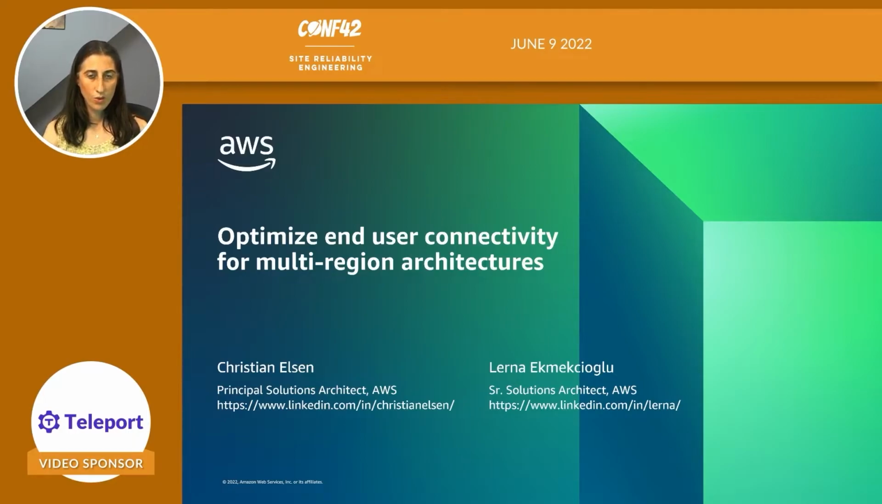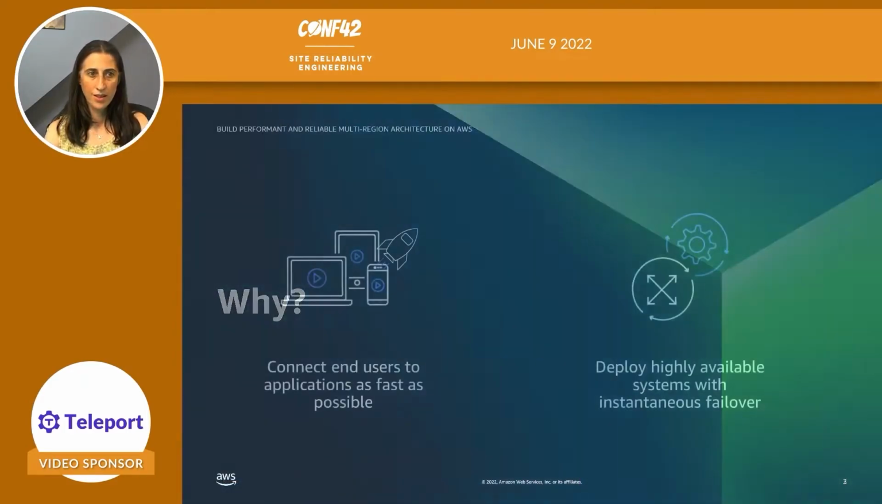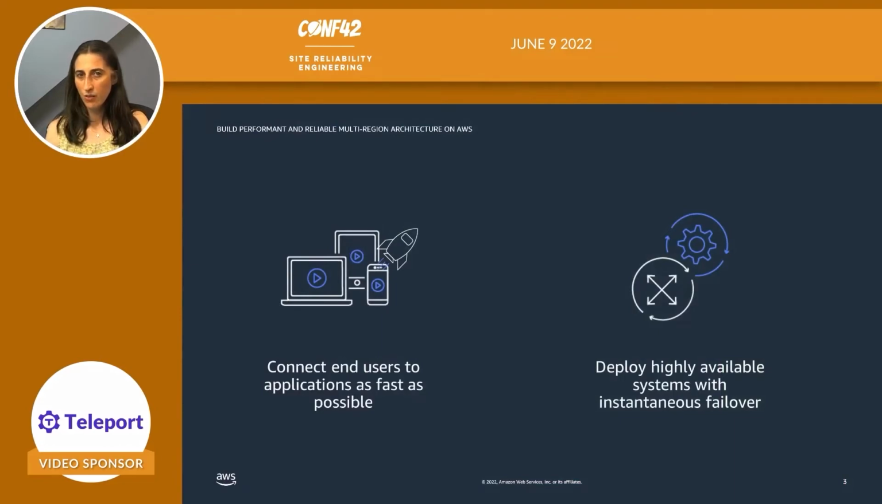But today we are going to talk about optimizing end-user connectivity for multi-region architectures. So first, why are we talking about this? There are two aspects that we are focused on in today's talk. First is performance, to connect end users to application endpoints in multiple regions in the most performant and reliable way possible. Second is maximizing availability in case of disaster recovery. So how can we ensure that we can perform instantaneous failovers even in the face of gray failures if we're running our application in multiple regions?